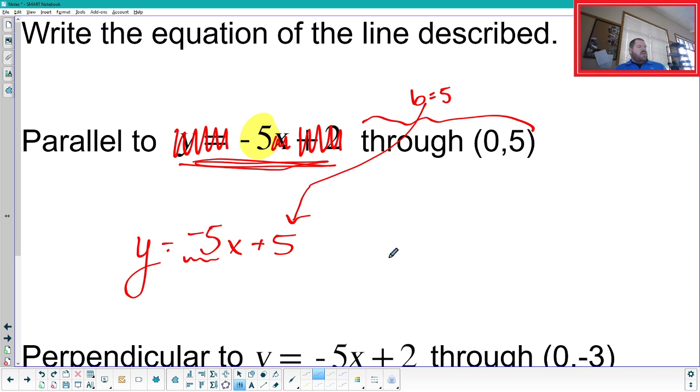So we would say that a line that's parallel to this line that goes through 0, 5 would be y equals negative 5x plus 5. Same slope, different starting point, if you will.